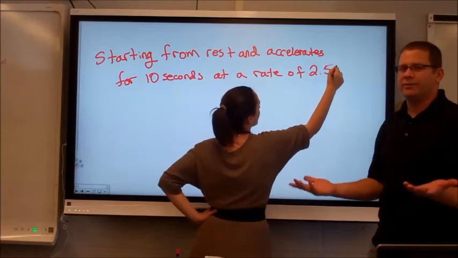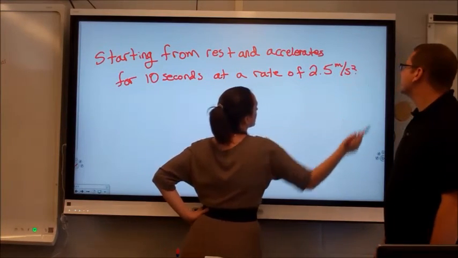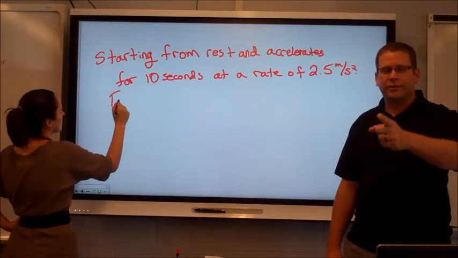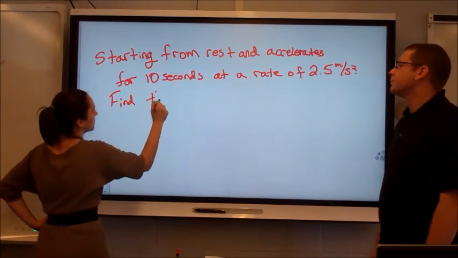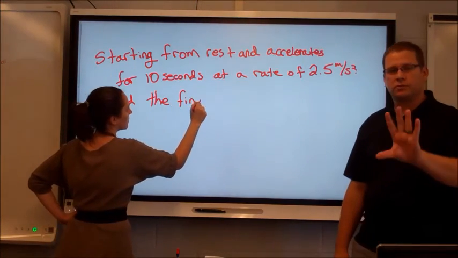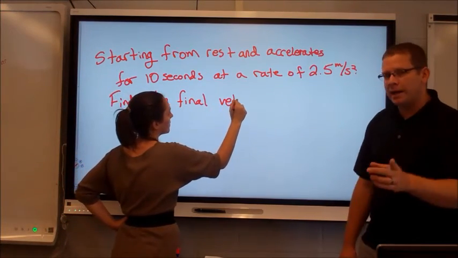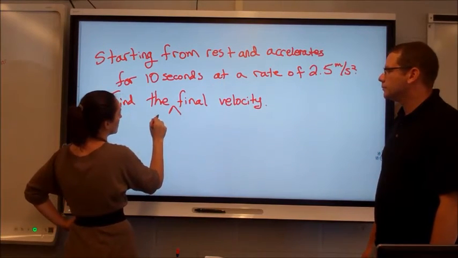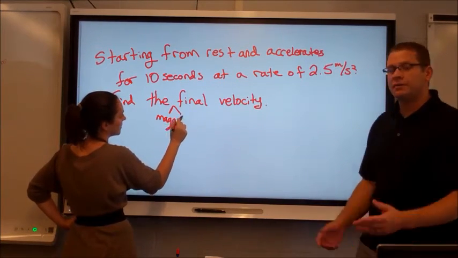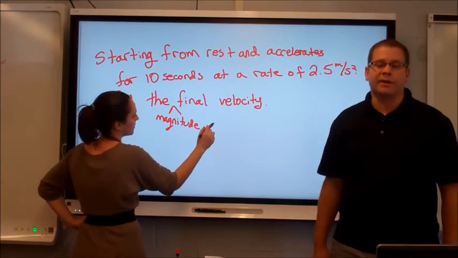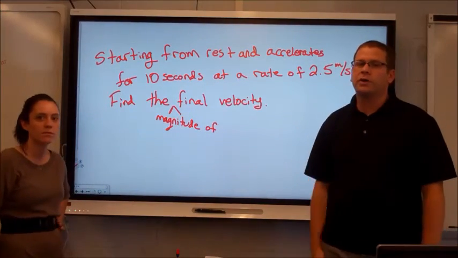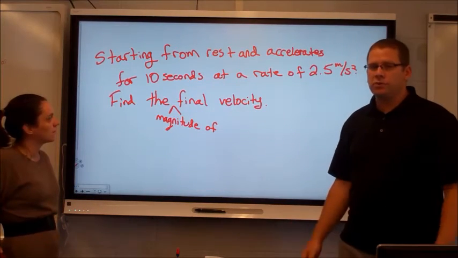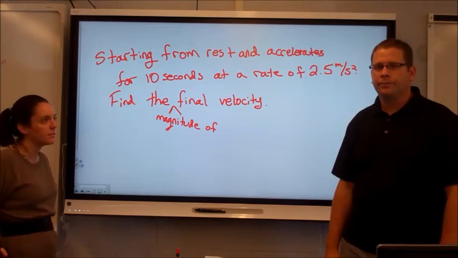Well, I was just going to use 5, but that's easy math, so 2.5 meters per second squared. Find the final velocity. Let's clarify that. The magnitude of the final velocity. Because if I just said find the final velocity, you would have a problem with that, because I never told you what direction the car was going, and you'd be like, well, I don't know the direction. So now we just say magnitude, which means you only have to give me a number, not a direction.